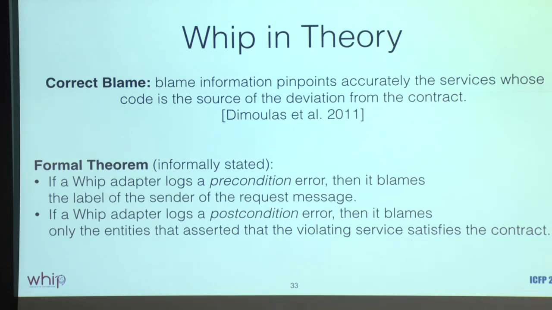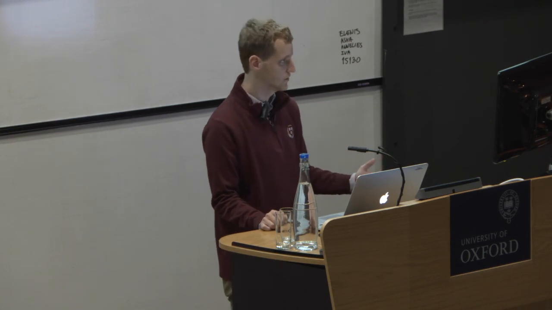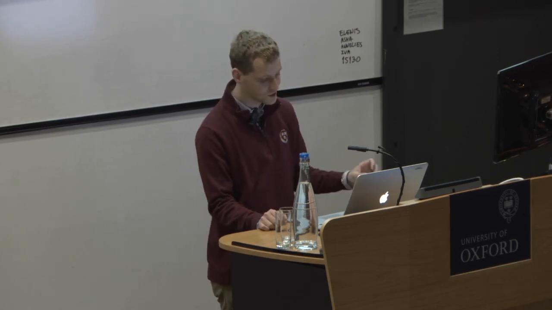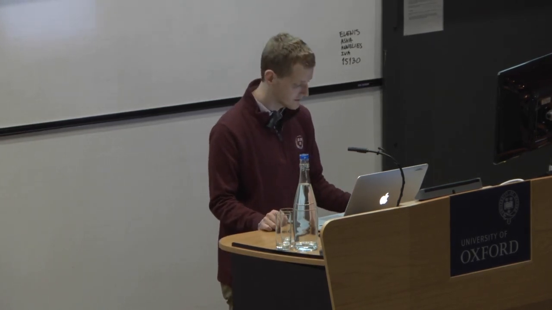So we formalized WIP focusing on propagation of blame information. So we show that blame information pinpoints the services whose code is the source of the deviation from the contract. So to show this, we reason about what happens when a contract error is logged. So when WIP logs a precondition error, then WIP blames the label of the sender of the request message, as the error in using the service must have come from that party. But the more interesting case is when WIP logs a post-condition error. Then WIP blames only the entities that the violating service satisfy that contract.